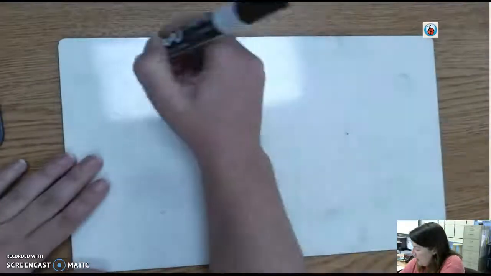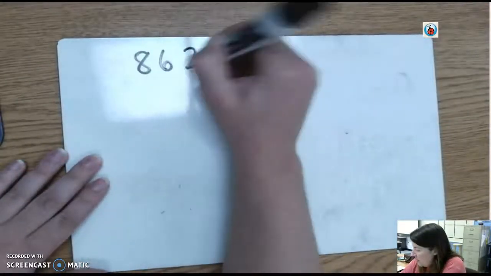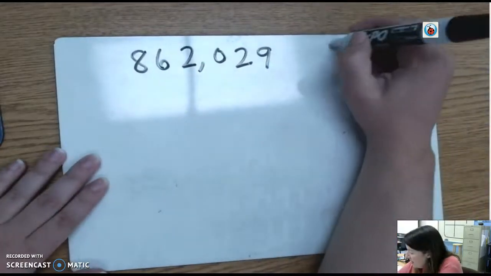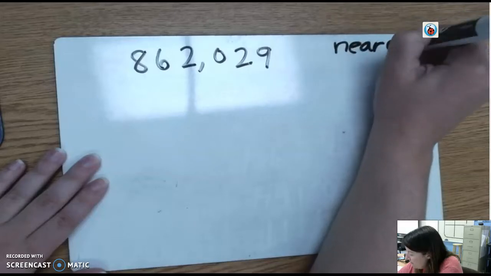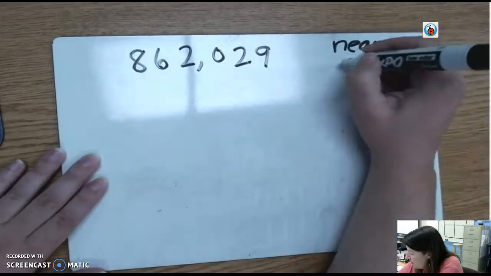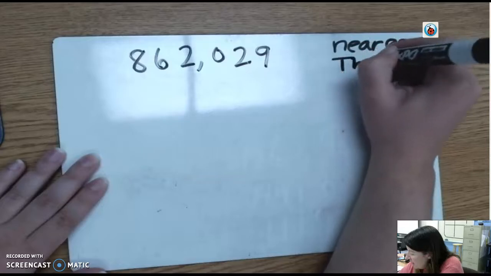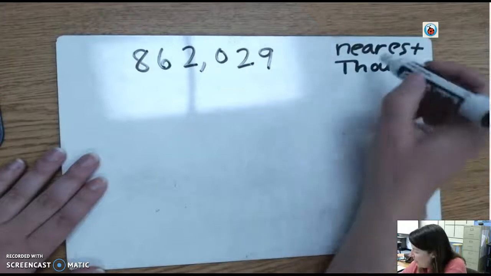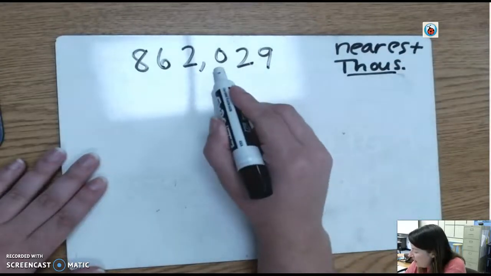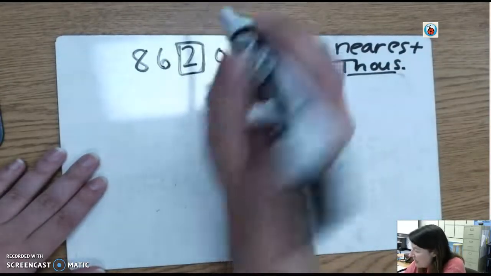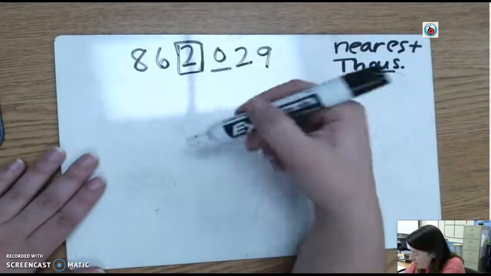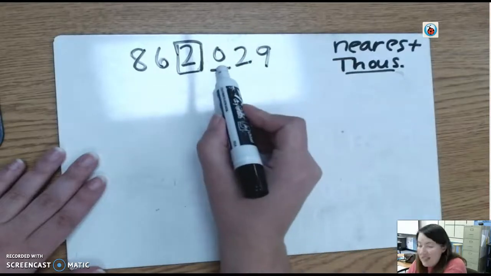Let's try a couple more before you guys practice. 862,029. Just making these up. Okay, how about to the nearest 1,000 again? Okay, let's box in our elevator of our 1,000 spot, which is what it's asking about. So ones, tens, hundreds, 1,000. Put my elevator around the 1,000. The number to the right will let us know if the elevator needs to go up or if the elevator will stay the same. I have a 0.